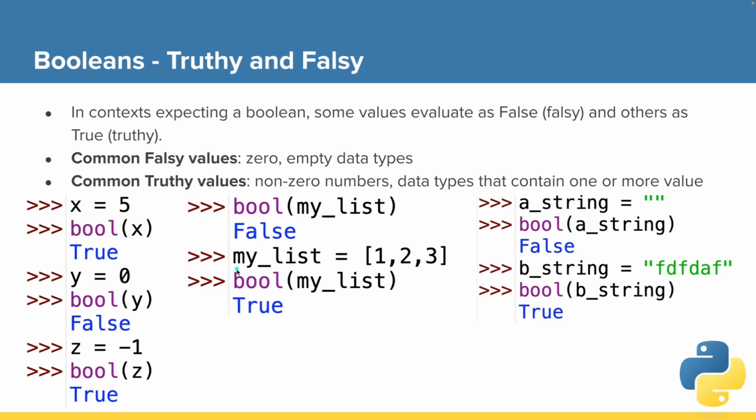Now, if we actually have some values in my list, 1, 2, and 3, and then evaluate that as a Boolean, that results in true. Same thing with a string. If we have an empty string, the Boolean result of that is false. If it contains anything, then the Boolean result of that is true.